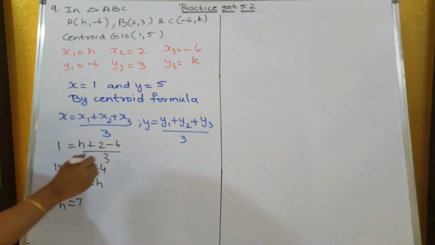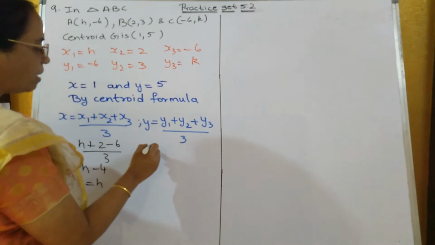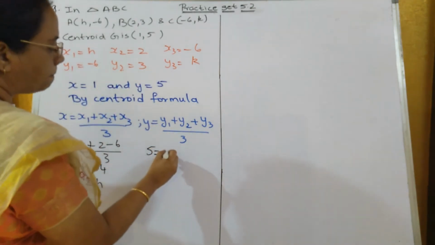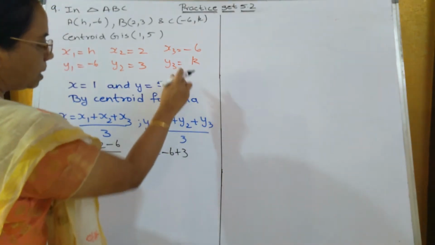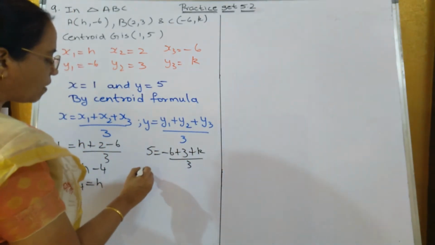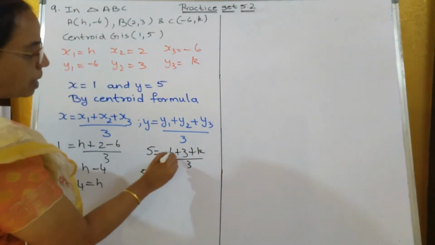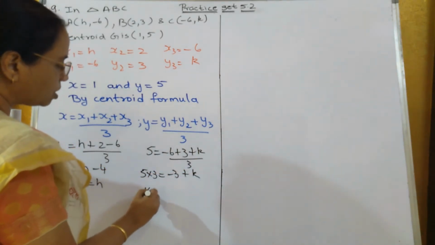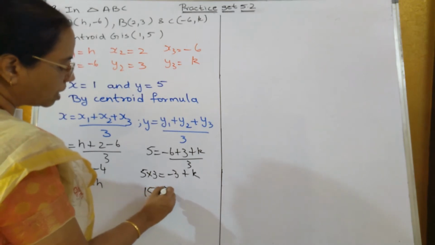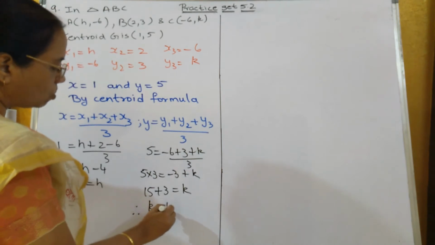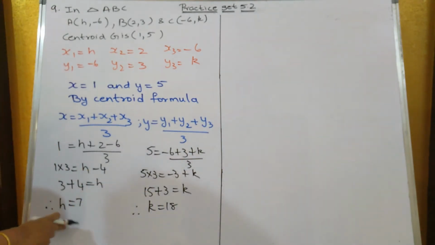7. Similarly now y is equal to how much? 5. That's equal to y1 plus y2 plus y3, that is -6 plus 3 plus k, upon 3. Take this 3 on this side, so 5 into 3 is equal to -6 plus 3, which is how much? -3 plus k. 5 3s is how much? 15. Minus 3, when you bring it on this side it will become +3, is equal to k. Therefore k is equal to 18. So value of h is equal to 7 and that of k is equal to 18.